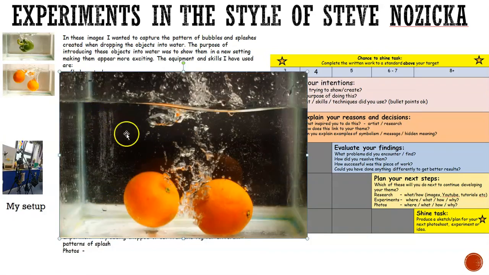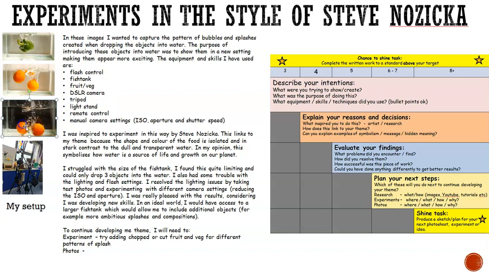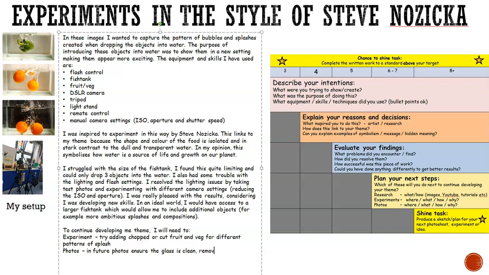Okay, so I wonder if in Photoshop we could kind of remove some of these areas here. And maybe even like a bit of black plastic on the bottom of the fish tank. That might have been good. Okay, it's something worth considering anyway. Okay, so I've written, in future photos, ensure the glass is clean, remove any excess drips or bubbles, and use a black background like my artist. Okay, so 3 very realistic things that she can do to improve the quality of her photos.